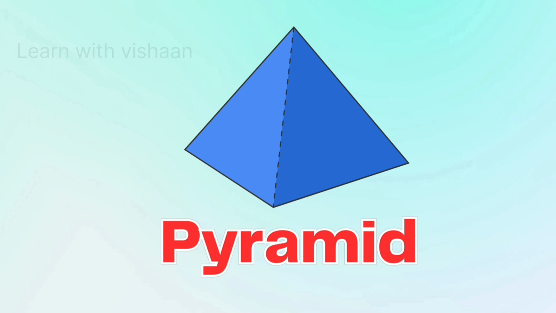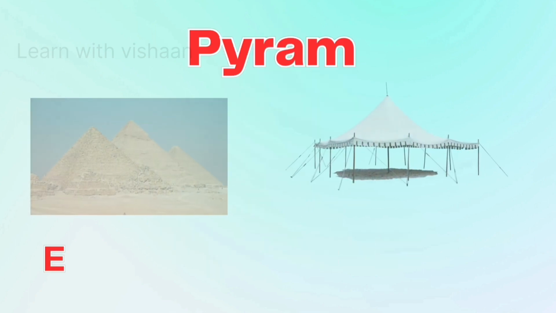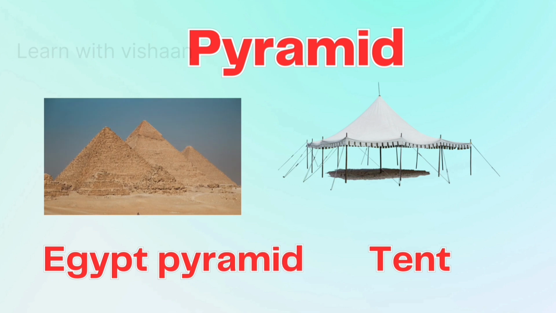Pyramid, pyramid. Examples of pyramid shape: Egypt pyramid, circus tent.